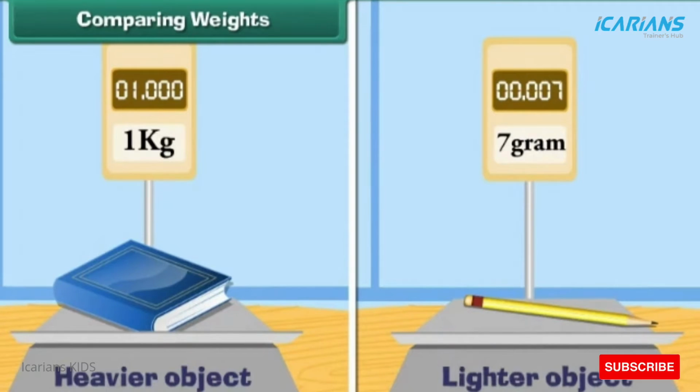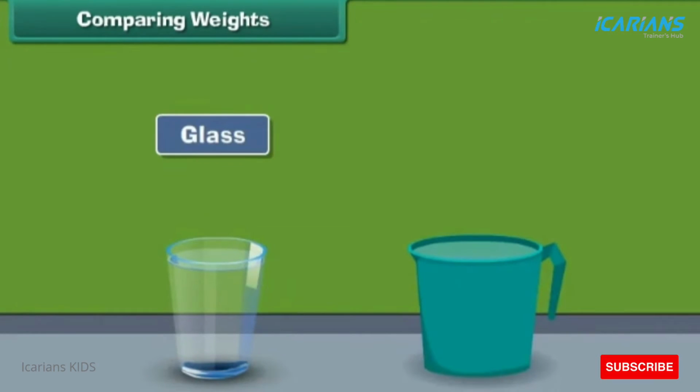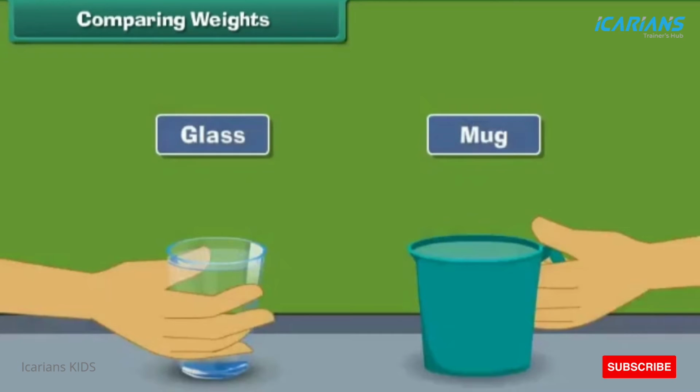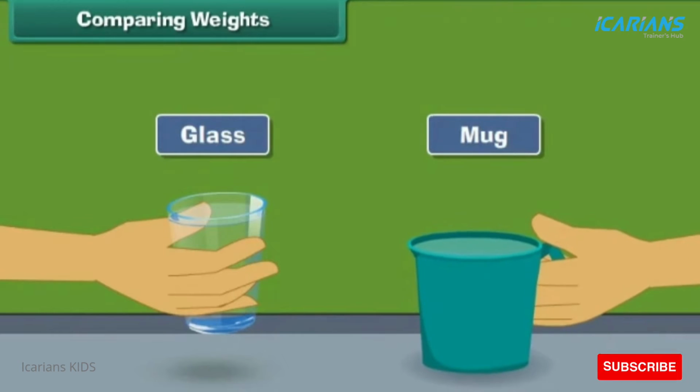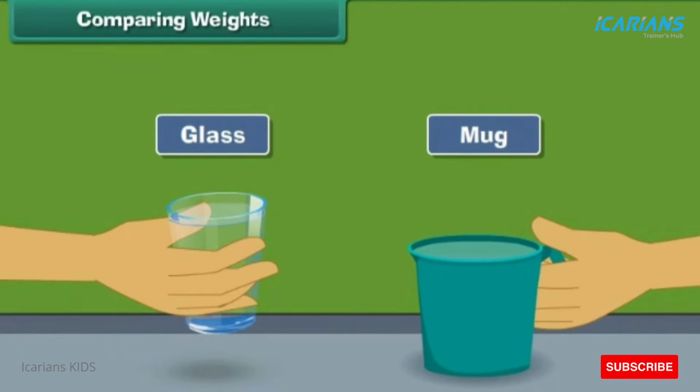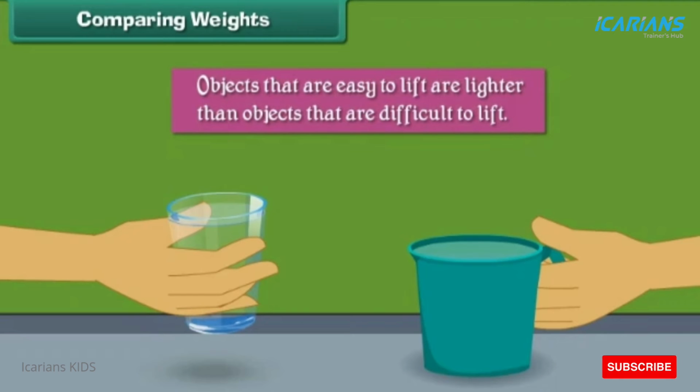Let us understand it with the help of an example. Fill a glass with water. Fill a mug with water. Try to lift both. Which is easier to lift? Quite obviously, the glass filled with water. It is lighter than the mug filled with water. Therefore, we can say that objects that are easy to lift are lighter than objects that are difficult to lift.